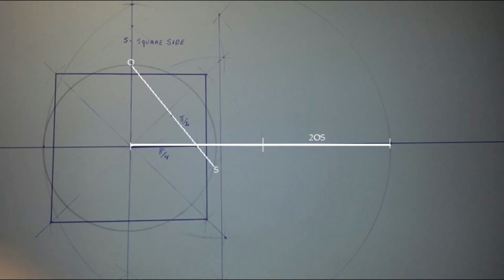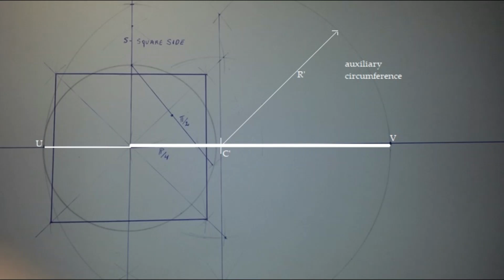With this line OS taken in the compass, we measure twice from the center of circle C along the extended diameter lines. This line added to the radius of the circle gives us the line UV, where we mark the center C to build the auxiliary circumference, and we build this auxiliary circumference.